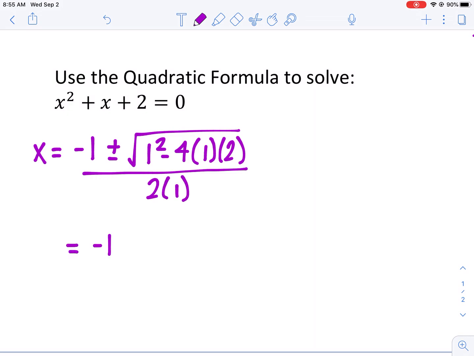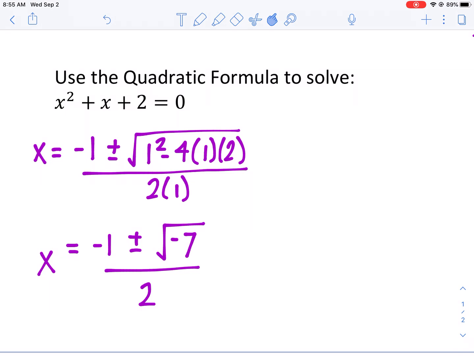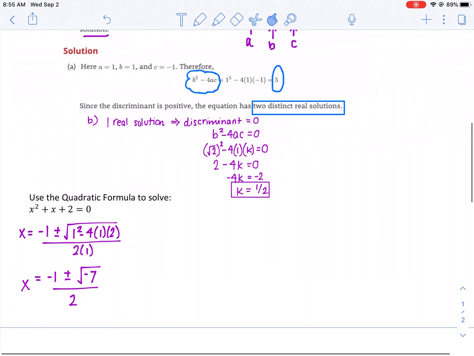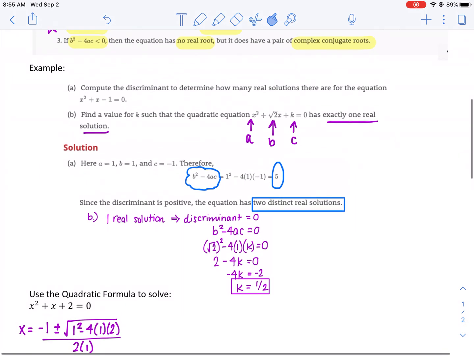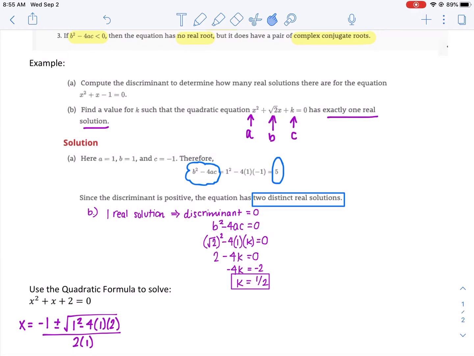When you simplify, I'm getting -7. Okay, we talked about this in notes last time. When you have that negative under the square root, it's imaginary. So looking back at the chart above, there it is. If under the square root is negative, you're not going to have a real root, but you're going to have what's called a pair of conjugate roots.